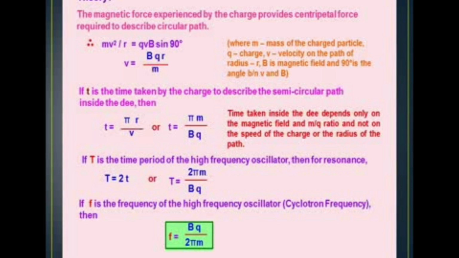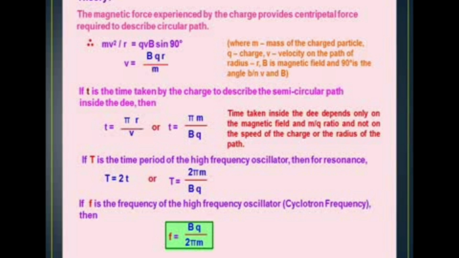So when the particle moves in a circular path, it has a centripetal force. That's why we are equating the two equations: mv square by r is equal to bqv sin theta. Here bqv sin theta is the force experienced by a conductor placed in a magnetic field. So equating that force, we can calculate the velocity v equal to bqr by m, and the time period t equal to pi r by v.